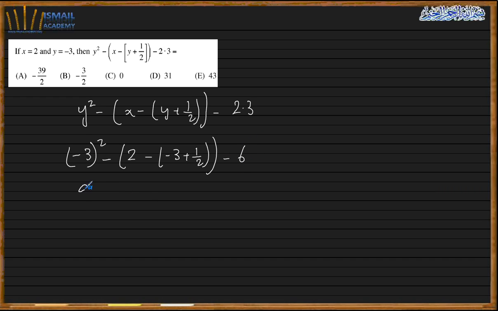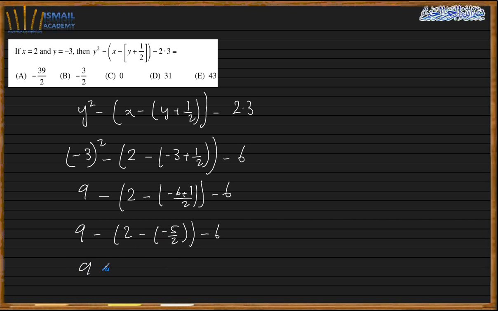So here it's 9 minus, and we have 2 times minus 3 plus half, which is minus 6 plus 1 over 2 if I make the common denominator. So it's going to be 9 minus 2 times minus 5 half, minus 6. Minus minus becomes positive, so we'll have 9 minus 2 plus 5 half minus 6.